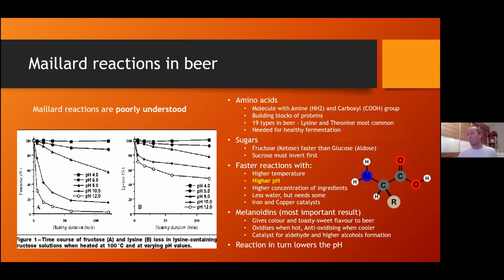Okay, so I'm going to focus more on Maillard reactions, because you can derive and learn a lot about caramelization while talking about Maillard reactions. One of the interesting things is that they're poorly understood. What we do know is that they happen faster at a higher pH. And this little graph on the left here is a measurement of fructose and lysine boiled at 100 degrees. The lysine is an amino acid.